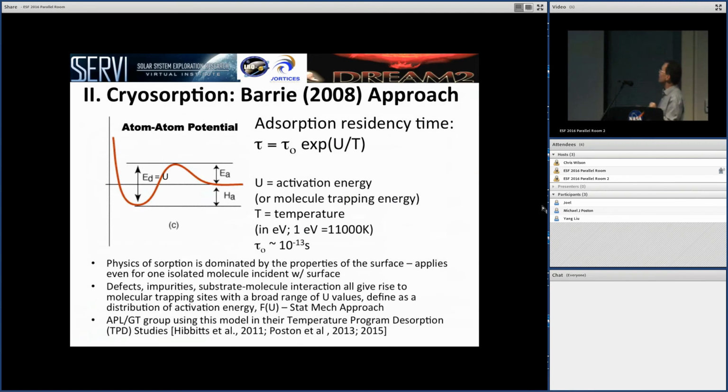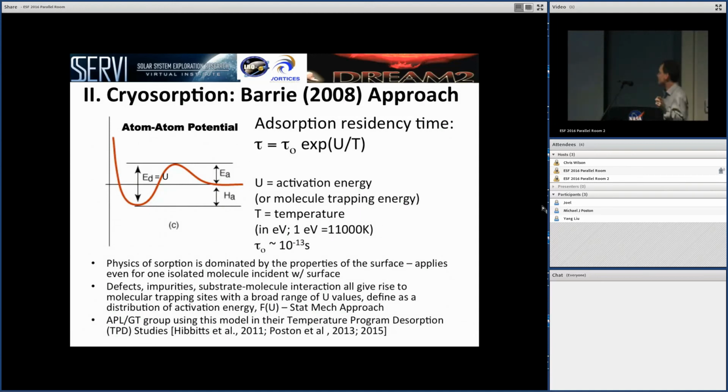So what we're really talking about here with cryoabsorption is an atom-atom interatomic potential, where the atom coming in can get trapped by the surface material. And the sticking time, or the residency time, is a function of how deep that trapping well is. So this works even if you just have an isolated molecule. You don't need any gas at all, because through one molecule at the surface, you're going to be dealing with these surface effects. And things like defects and impurities are not going to give you one activation energy value, but actually a broad range of activation energies.